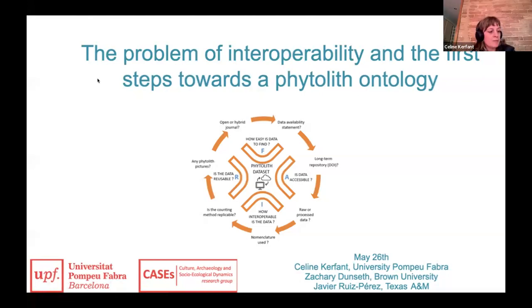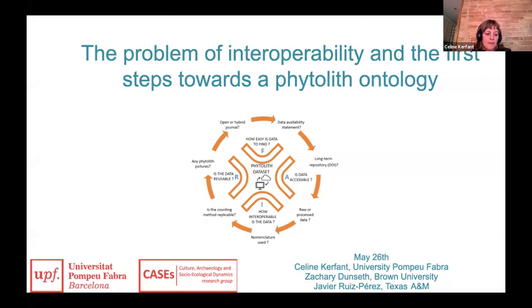So today, with my colleague Zach Dunseth from Brown University, we will speak of how ontologies can be used to overcome the problem of interoperability. Javier Ruiz Perez from Texas A&M University also contributed to this presentation.